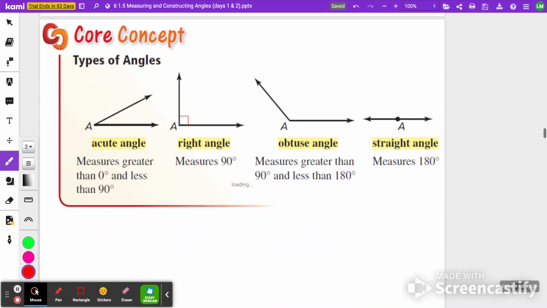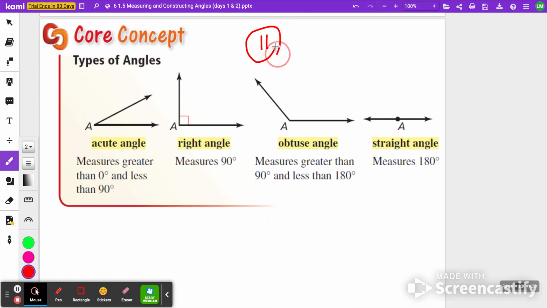There are 4 types of angles we're going to see today. Acute angles measure greater than 0 but less than 90 degrees. A right angle is exactly 90 degrees. Obtuse angles are greater than 90 but less than 180. And a straight angle measures 180 degrees.